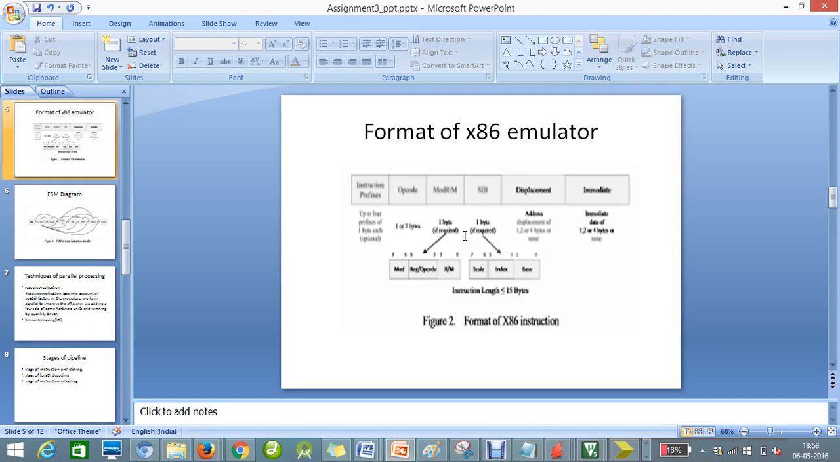So the general format of its instruction is shown in the figure I showed, which includes the fields of instruction: prefixes, opcode, mod r/m, SIB, displacement, and immediate.